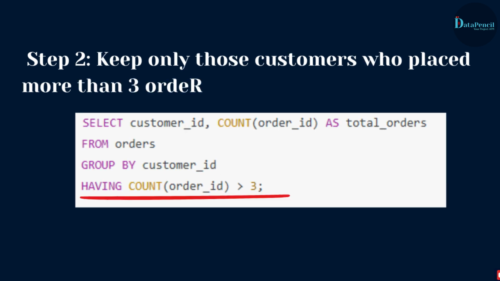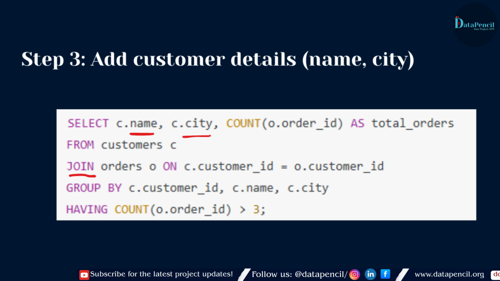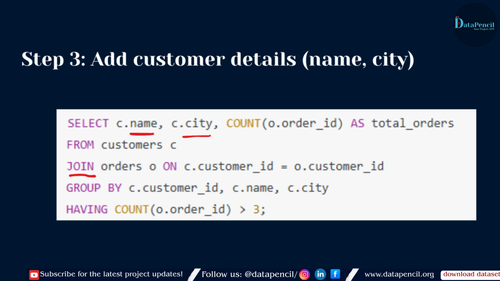Now in step 2 you have to keep only those customers who placed more than 3 orders. For that you have to write one extra line, and it is having count of order ID greater than 3. So only those customer IDs where total orders is more than 3 will be visible. Now come to step 3. Here you have to add customer details also, which are name and city. Now we know which customer IDs placed more than 3 orders, so let's join with the customers table to get their names and city. Once we have used the join, all our tables are connected with each other and we can get our desired output, right?